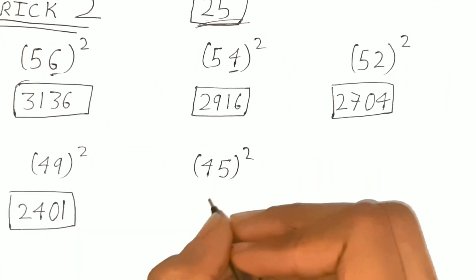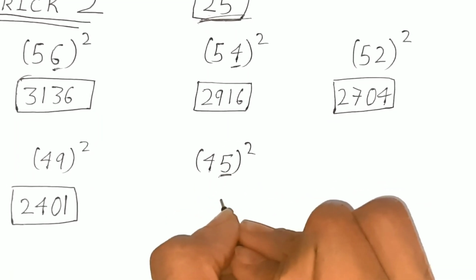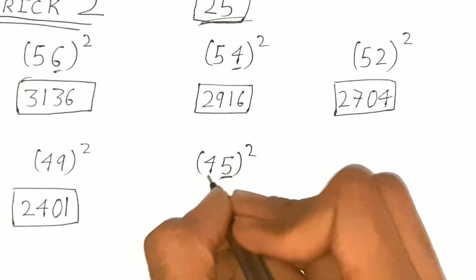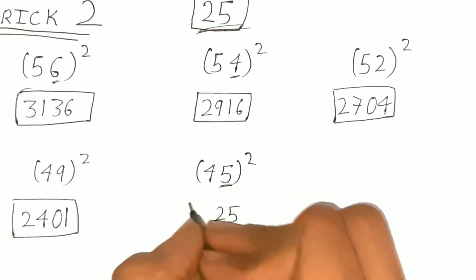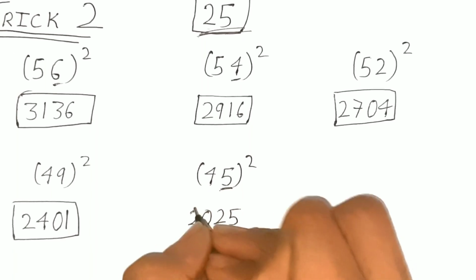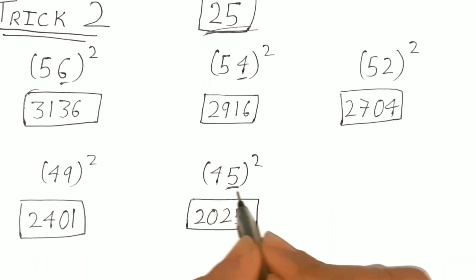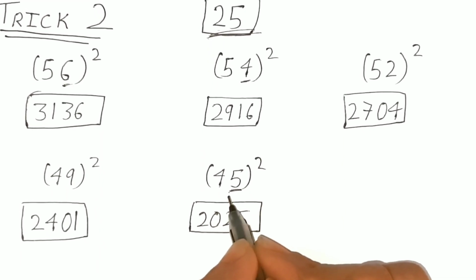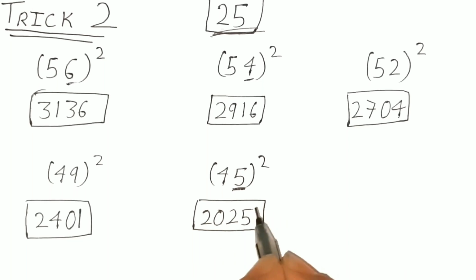Let's try one more. As it is 5 units smaller than 50, we'll write the square of 5, that would be 25, and it would be 20 as we'll subtract 5 from 25. This one can also be done by the trick I just taught earlier. The unit digit should be 5.